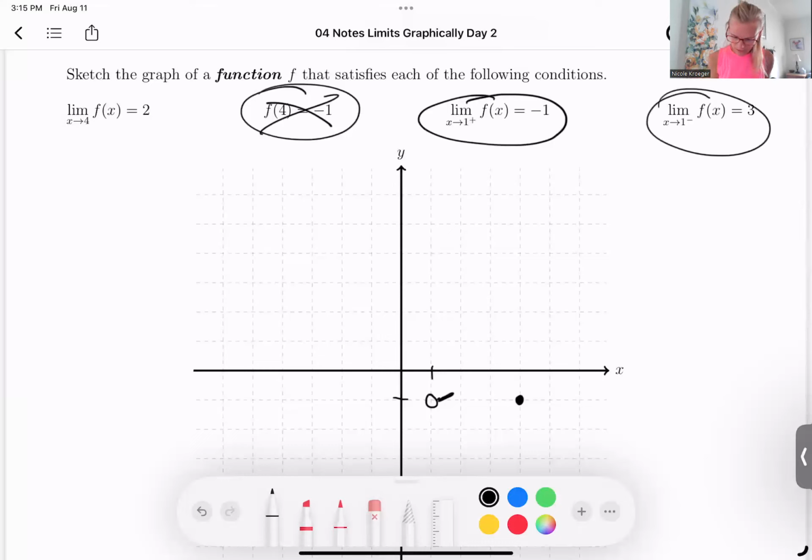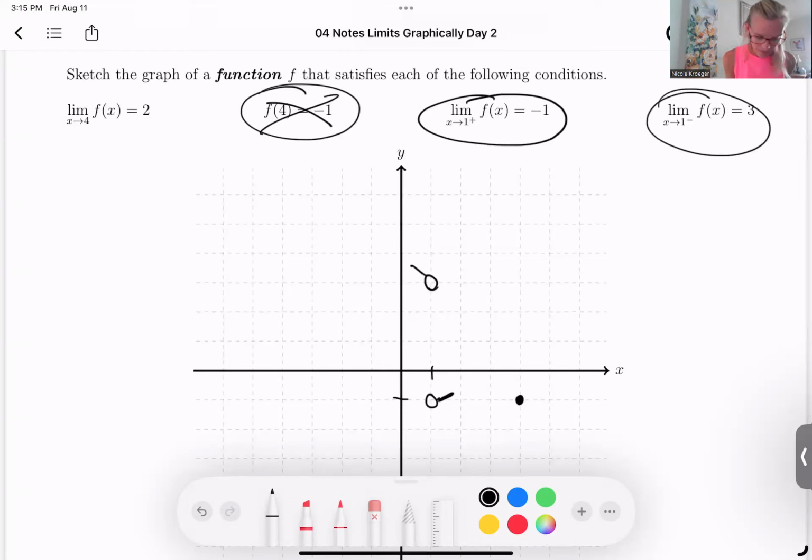And then this limit here tells me that as x approaches 1 from the left, I get 3, 1, 2, 3. So I'm going to put another open circle here. It's a sad looking circle. And this is from the left. So to the left of 1, I'm coming in here. So I'm going to put that little line telling me that as I get closer to 1 from the left, the y values get closer to 3.